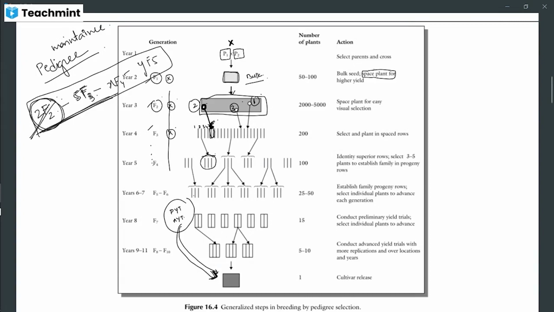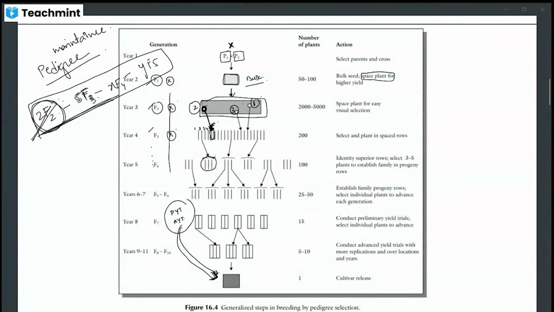This is the pedigree breeding procedure. It is very simple. You need to first cross the two parents, and then you will go on selfing them by maintaining the pedigree, and after achieving a certain desirable extent, you will go for preliminary yield trials and advanced yield trials, and then release the cultivar. Is it okay?